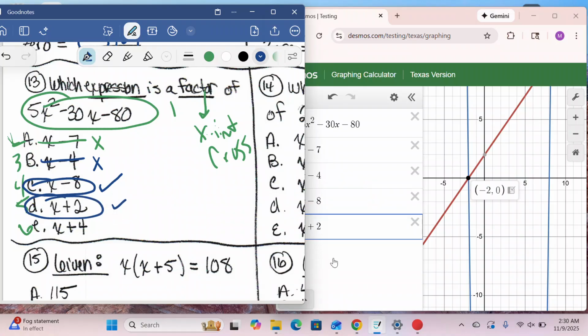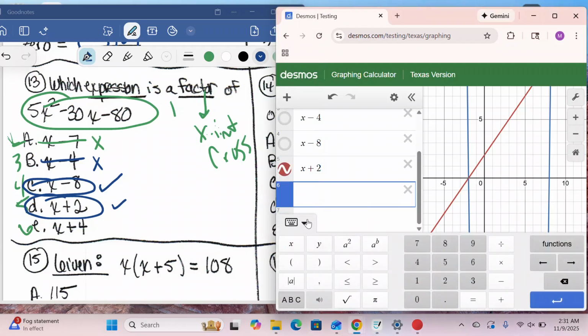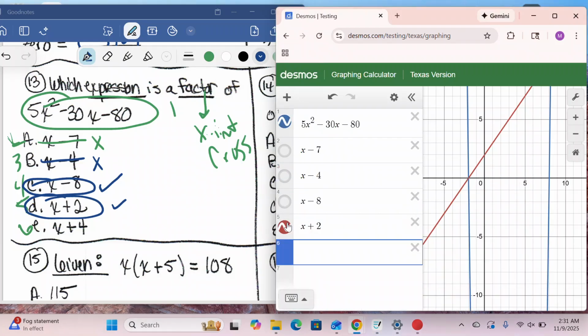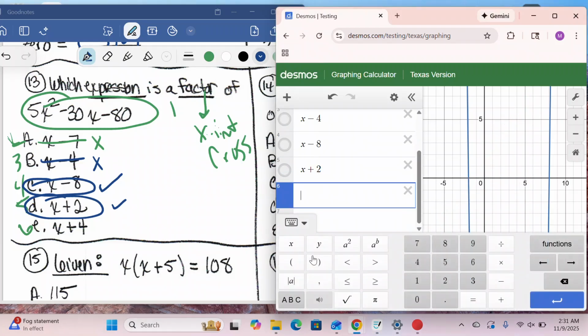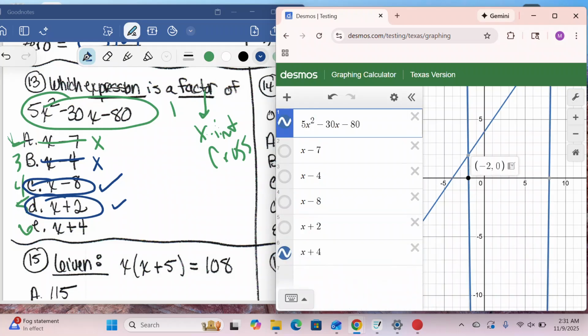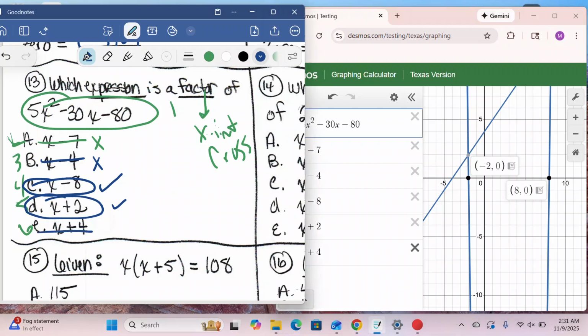And then I'm going to type in my last one to check it. And I want to get rid of this line, so I'm going to click on the red. And I'm going to put in my last one, x plus 4. And this one does not pass through either one of my x-intercepts, so this one is not a factor. So then for this one, there are two factors, x minus 8 and x plus 2.